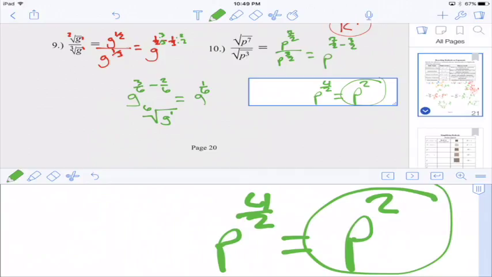Okay, good luck. This shouldn't be too hard because it's connecting all the stuff that we already learned with the radicals, and then we're going to start doing more with just radicals.